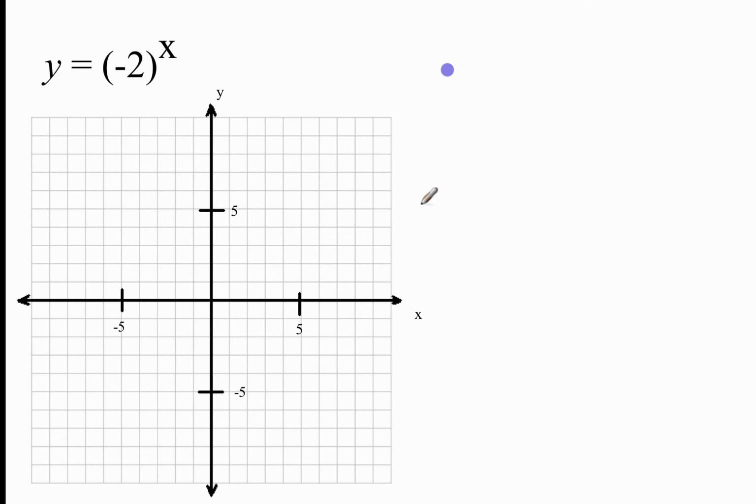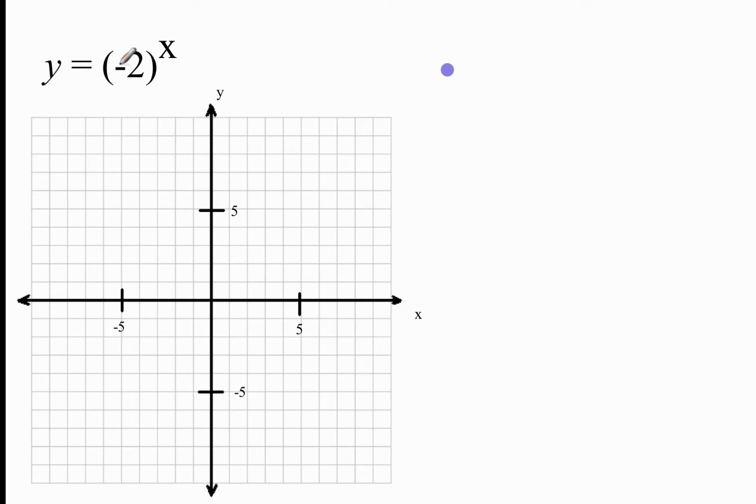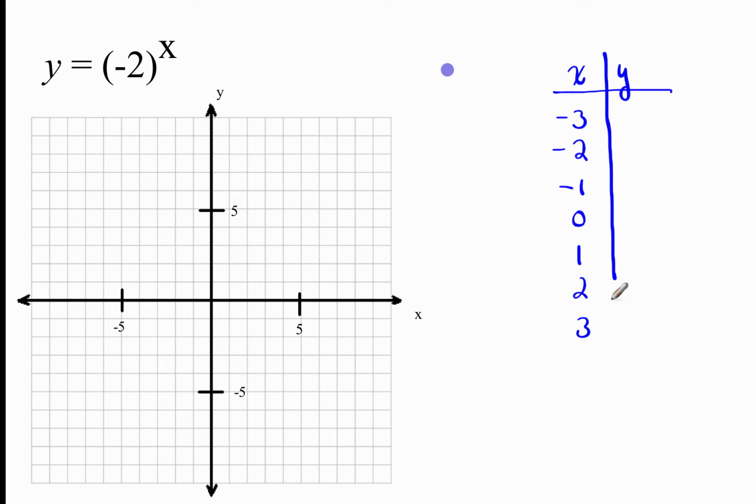Here is the tricky one. And yes, you have to understand the difference between when the negative is outside a number and when the negative is inside brackets and on the number. So if I were to do a chart here, and again, I'm going to do -3, -2, -1, 0, 1, 2, and 3 to show you what happens. So this says take the number -2.